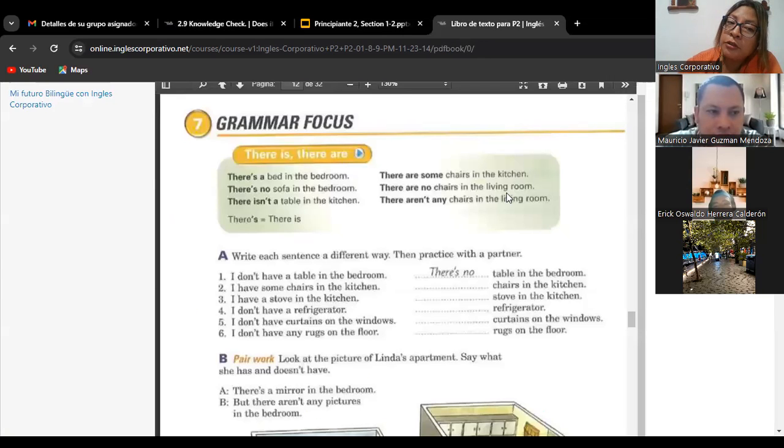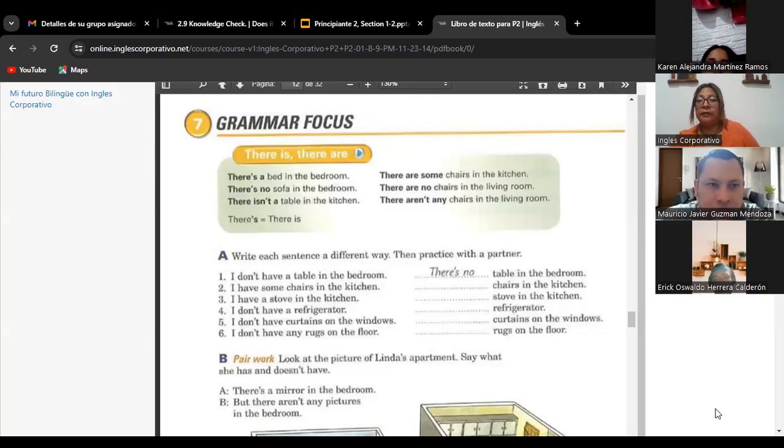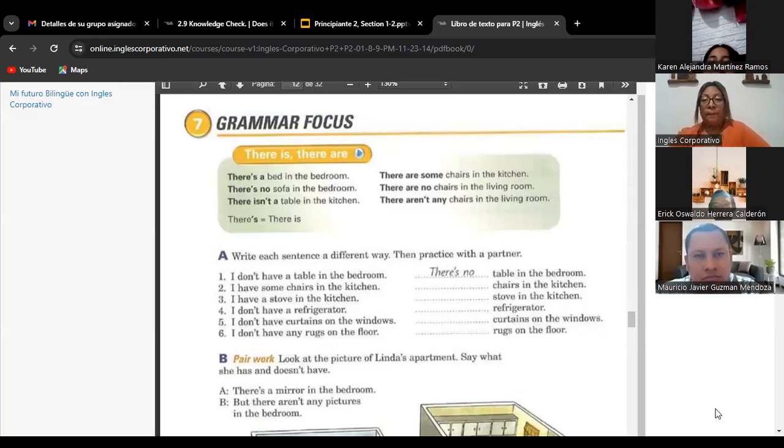Well, questions about this part? Yes, Karen. Yes, este, Miss dice que hay veces en algunas oraciones se ocupa el there are not. No sé en qué caso se usa eso, porque se ocupa el not.